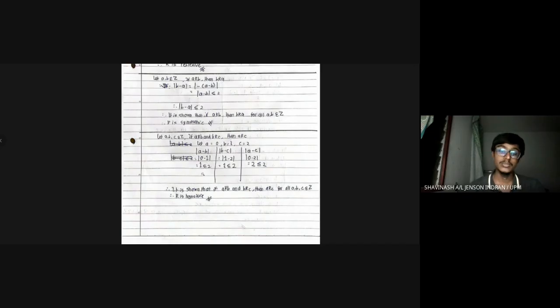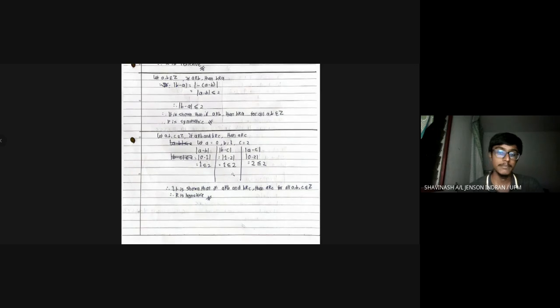For transitive, we cannot prove it using the previous properties. Sometimes we need to assume values, but we need to make sure the values are near to each other and less than or equal to 2. For example, we choose A equals 0, B equals 1, and C equals 2. Since A minus B, that means modulus 0 minus 1, that means 1. Since 1 is less than or equal to 2, A R B is true.